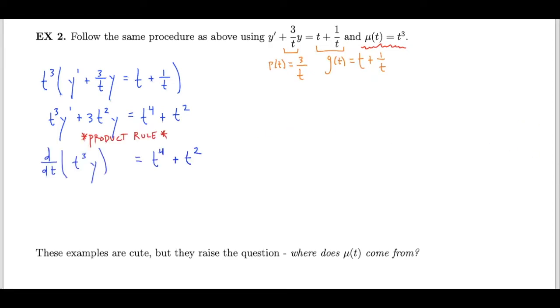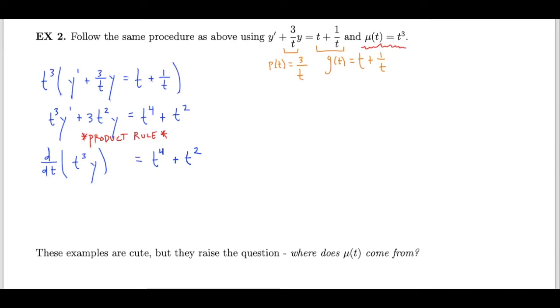And it's important to note that the t cubed, the mu of t, had to be chosen perfectly. If we tried to multiply the entire equation by t squared, then this left-hand side would not have the perfect structure to be rewritten as a product rule. So somehow this t cubed, this mu of t, must be chosen very, very carefully so that this left-hand side turns into exactly what we need it to.